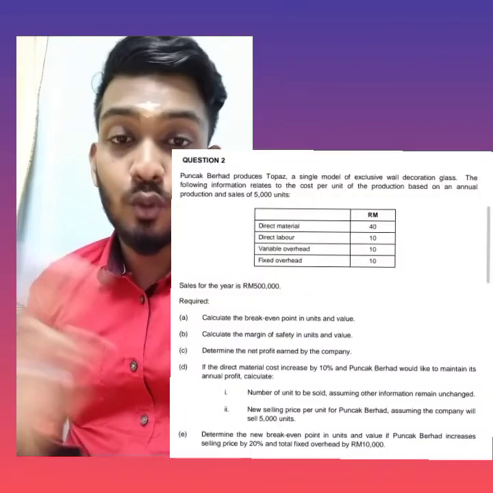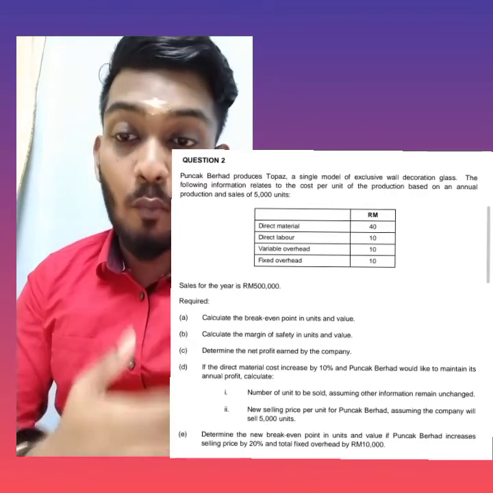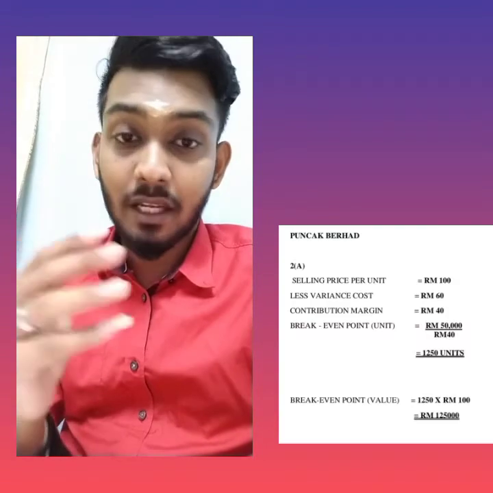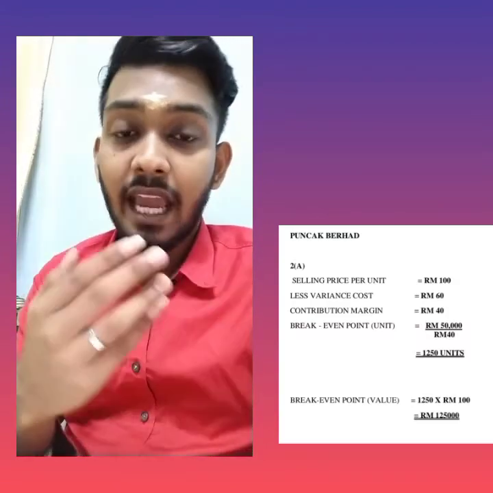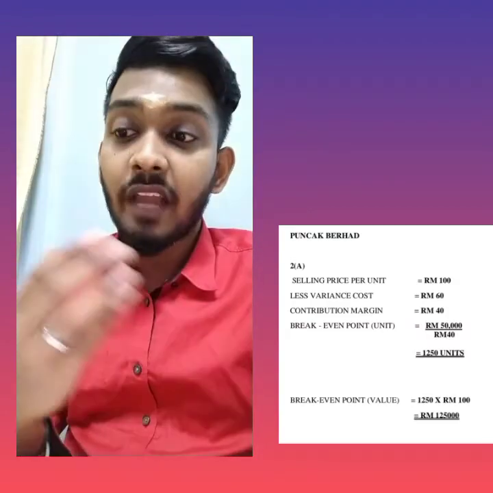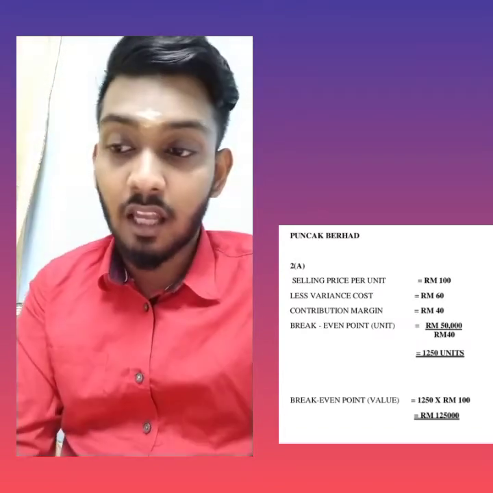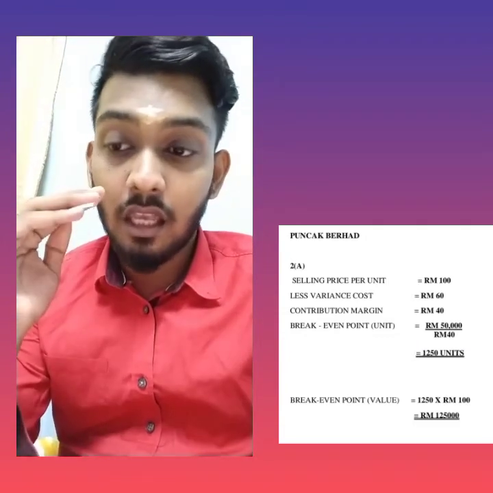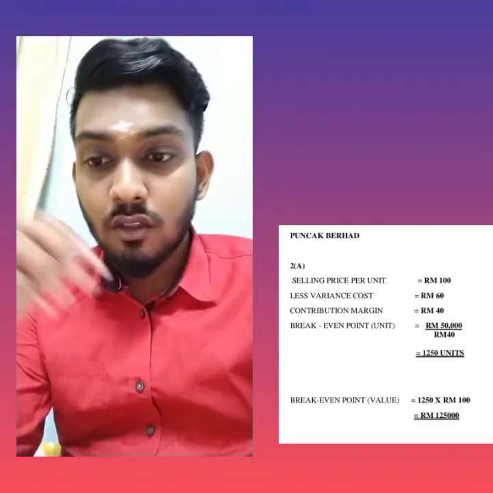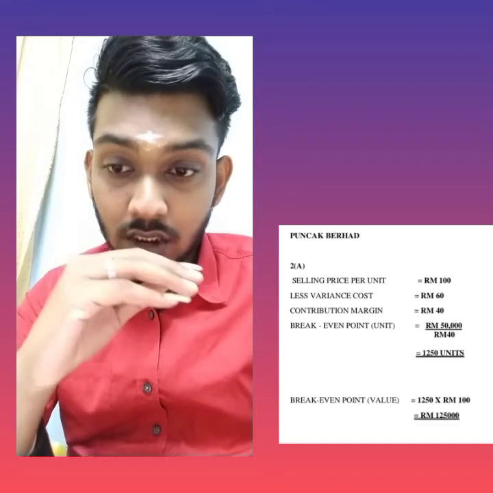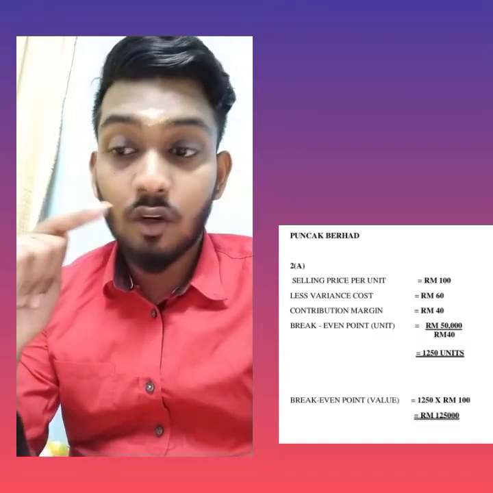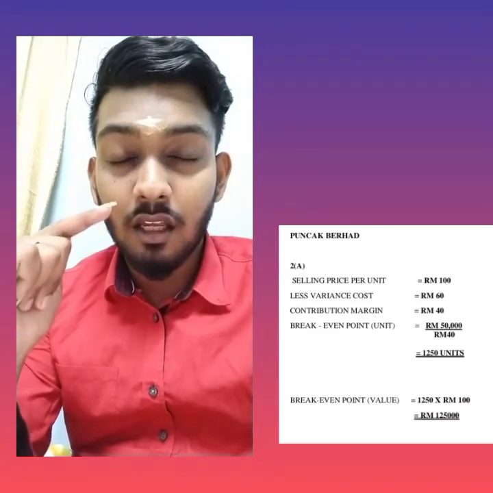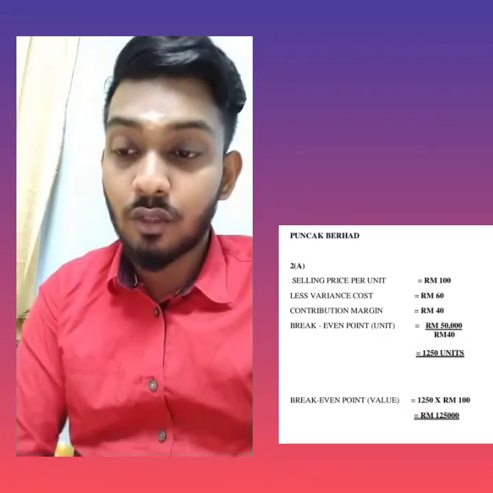So next is question 2A: calculate the break-even point in units and value. First, I list down the selling price per unit, 100 ringgit, less variable cost, 60 ringgit, and the contribution margin is 40 ringgit. Next it will be easier to find the break-even point in units: RM 50,000 divided by RM 40, the contribution margin, equals 1,250 units.